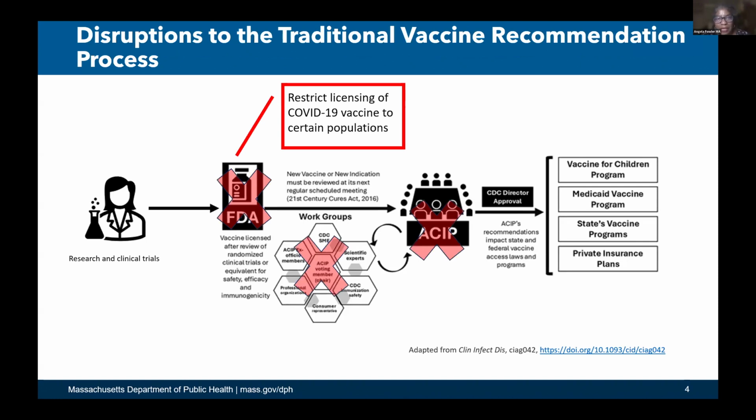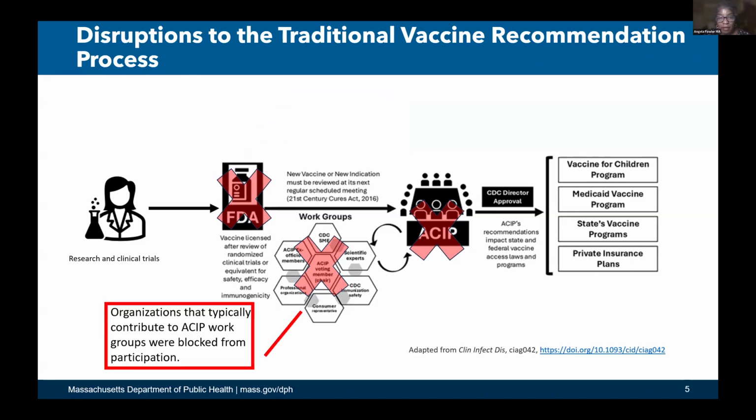But the problem has been that over the past year, we've noted disruptions to this traditional systematic scientific vaccine recommendation process. It's been at all levels. At the FDA, the FDA associated with this administration seems to have concerns about mRNA vaccines and COVID-19 vaccines. And so what they did was restrict the licensing of COVID-19 vaccines just to certain populations.